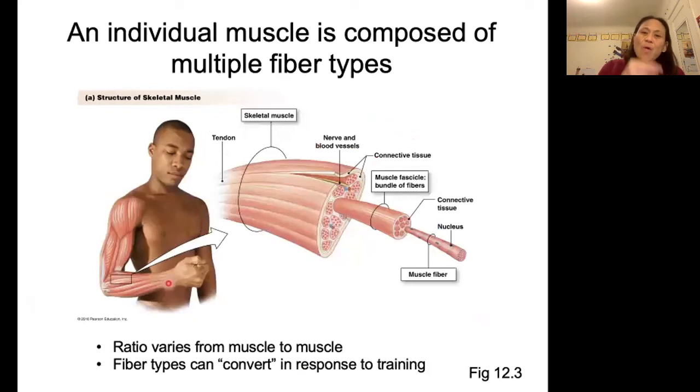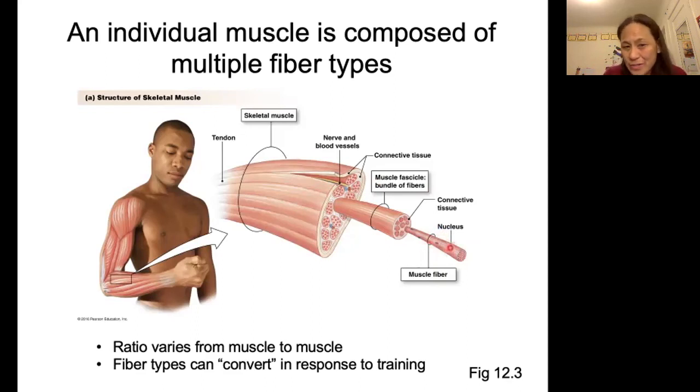Okay, so we just talked about individual slow twitch fibers and individual fast twitch fibers, but I now want to talk about what happens in a whole muscle, which is going to consist of many muscle fibers, right? So I'll remind you that we have an individual muscle shown here made up of individual muscle fibers, right? So there are several muscle fibers in this muscle, okay? One muscle is going to be composed of multiple fiber types. It's going to have a mixture of the different fiber types, okay?